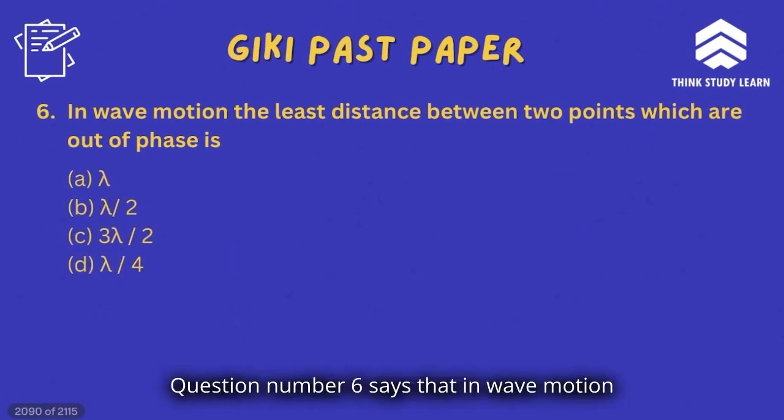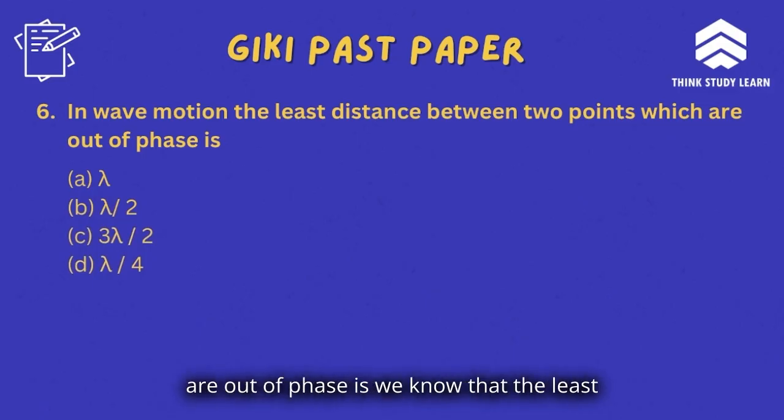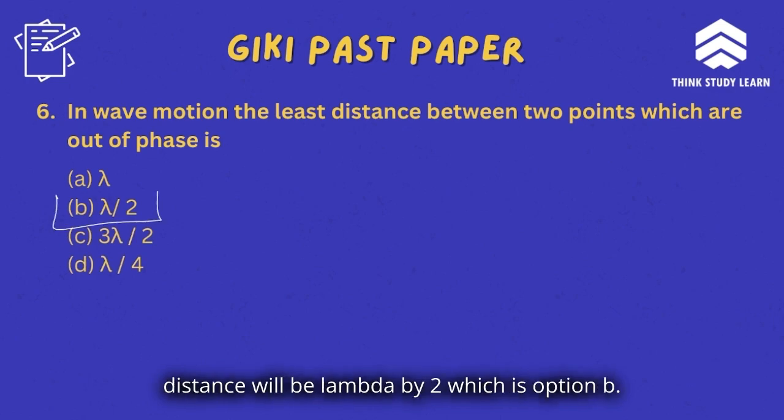Question number 6 says that in wave motion, the least distance between 2 points which are out of phase is, we know that the least distance will be half of their wavelength. So if their wavelength is lambda, their least distance will be lambda by 2, which is option B.